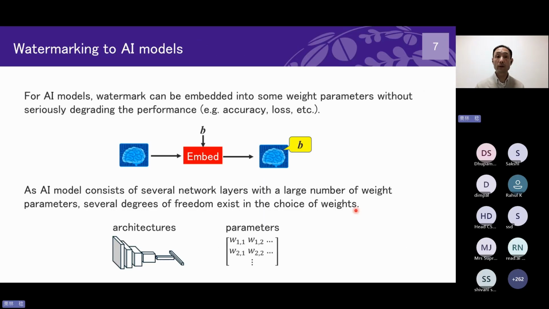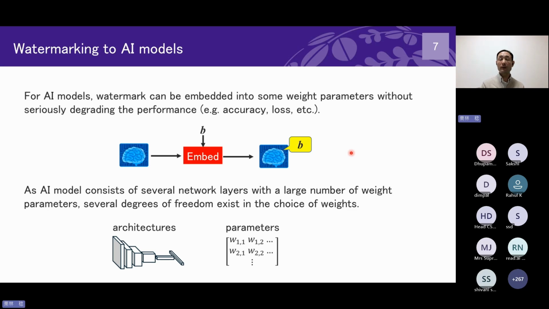So what about watermarking for the DNN model or AI models? The model is analogous to conventional digital watermarking. In this case, here is the AI model, and the model is input into a certain embedding algorithm, and the sub-information B is embedded using the algorithm. Then as a result, the AI model involves the sub-information, the watermark information.